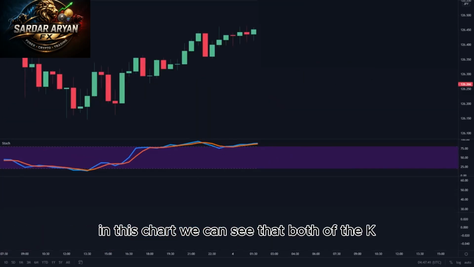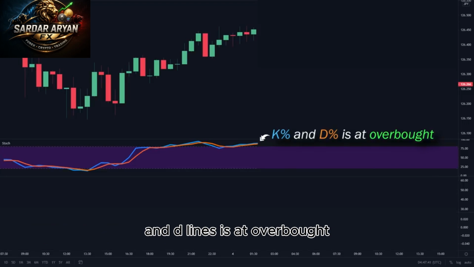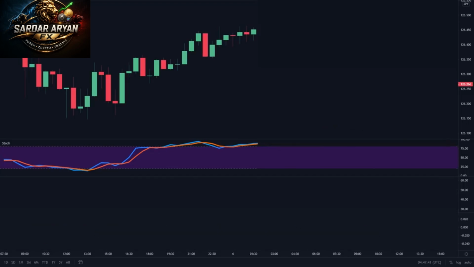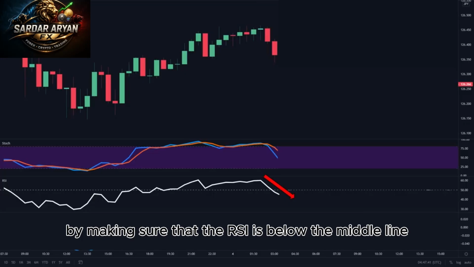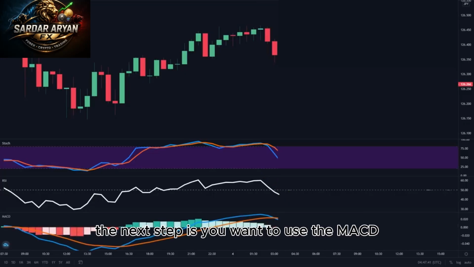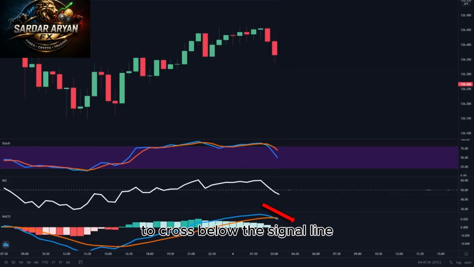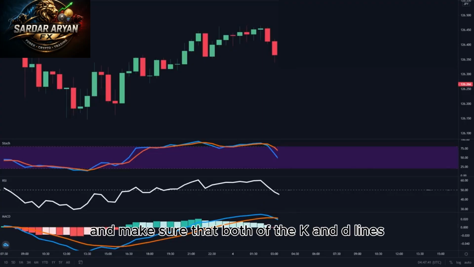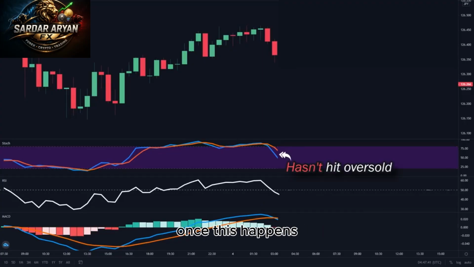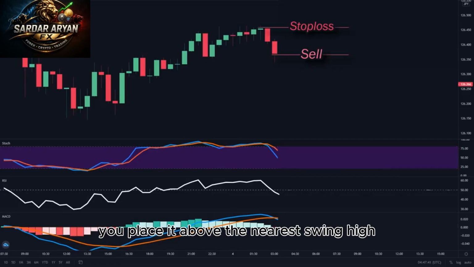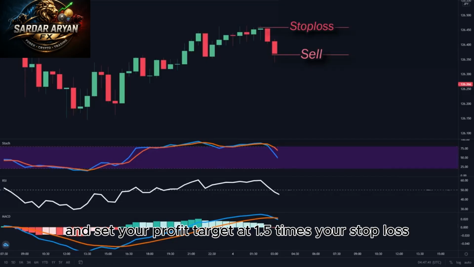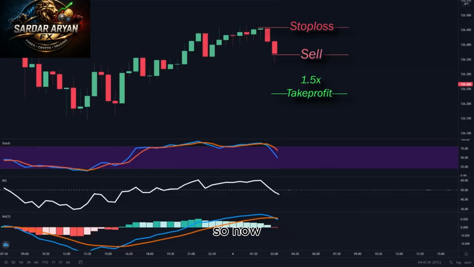In this chart, we can see that both of the K and D lines are at overbought, meaning we're going to take a sell position. Then, you want to confirm the downtrend by making sure that the RSI is below the middle line. The next step is you want to use the MACD to further confirm the downwards momentum by waiting for the MACD line to cross below the signal line and make sure that both of the K and D lines still haven't hit oversold. Once this happens, you take a sell position. And for your stop loss, you place it above the nearest swing high and set your profit target at 1.5 times your stop loss.